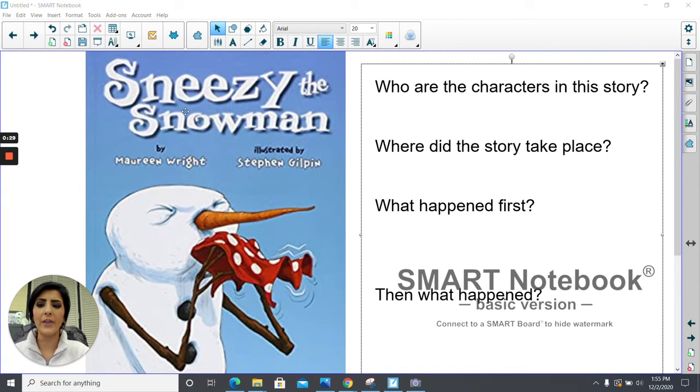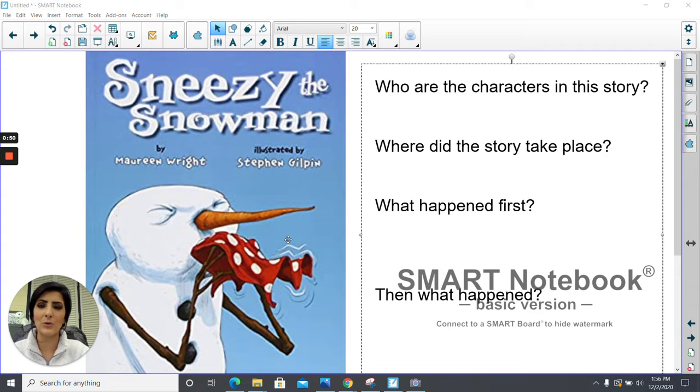So our author is Maureen Wright. It says by Maureen Wright, and remember the author is the one that writes the words. And then we have illustrated by Stephen Gilpin, and that means he is the one that drew the pictures to go with the story. So as we know, Sneezy the Snowman is not a true story.